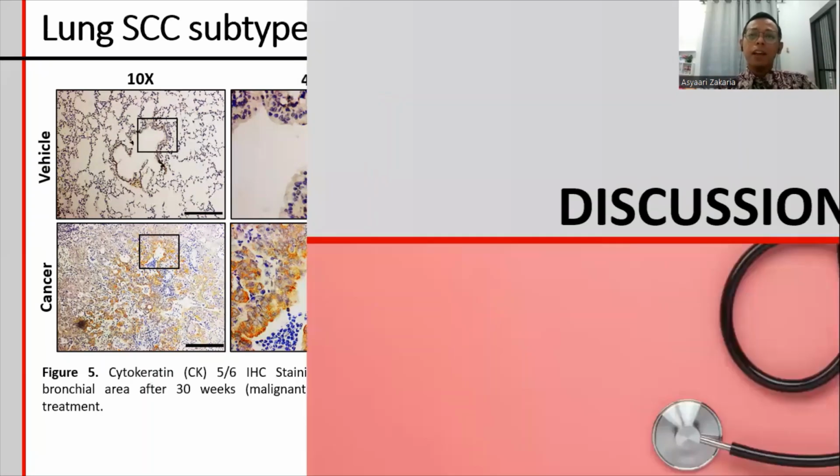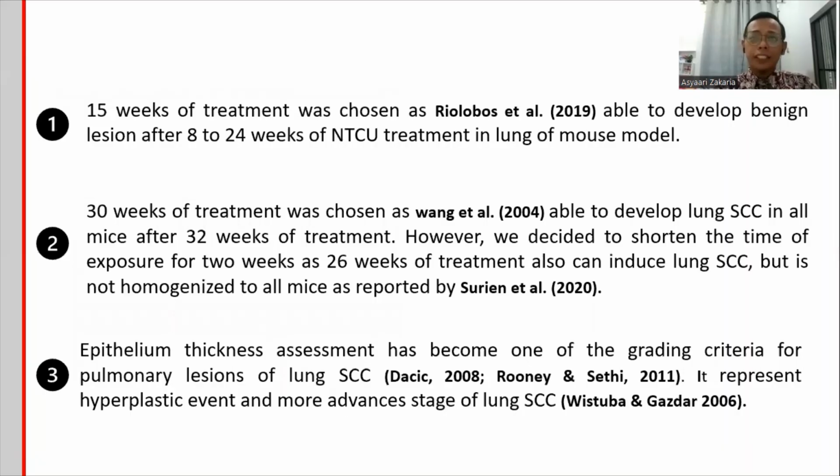Further discussion: 15 weeks of treatment was chosen as Villalobos et al. were able to develop benign lesions after 8 to 24 weeks of NTCU treatment. 30 weeks of treatment was chosen as Wang et al. were able to develop lung SCC in all mice after 32 weeks of treatment. However, we decided to shorten the time of exposure to 30 weeks, as 26 weeks of treatment can also induce lung SCC, but it is not homogeneous in all mice as reported by Suren et al.